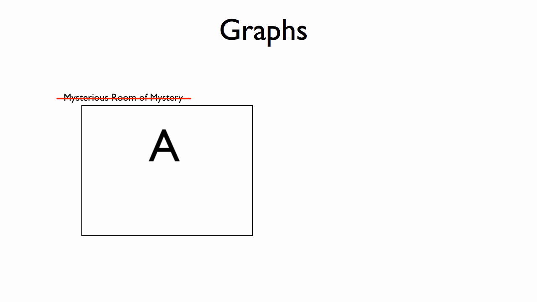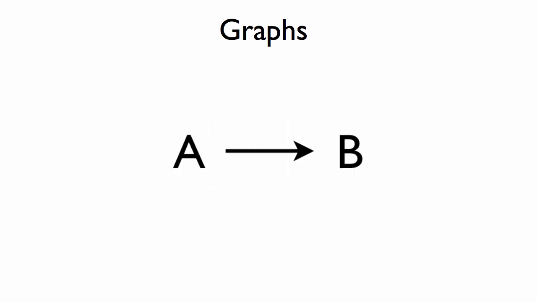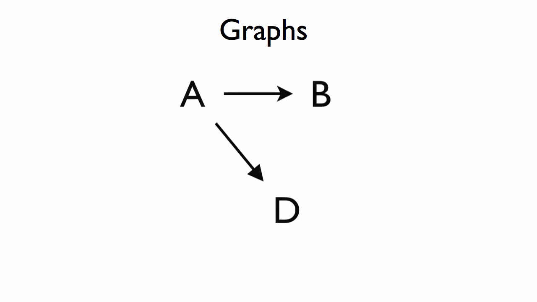It's not very interesting. Now this room might have an exit that leads to some other room, B. And we could draw that this way. And because it's an arrow rather than a line, what this is saying is that you can go from A to B, but you can't go back. Here's another arrangement where you can go from A to B or A to D, but you can't go back.